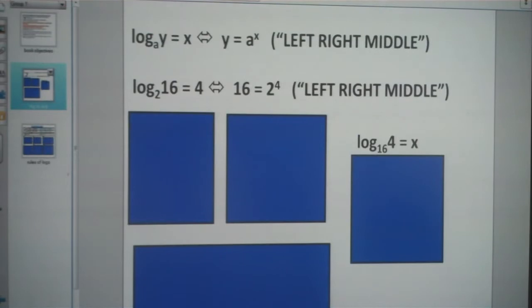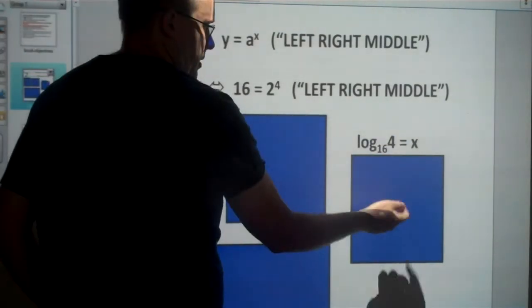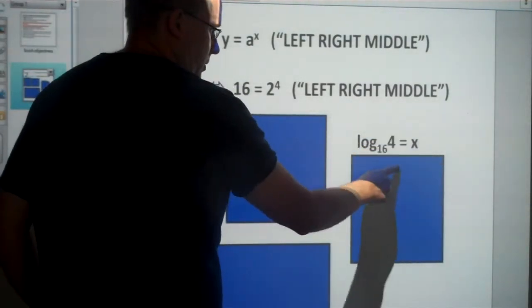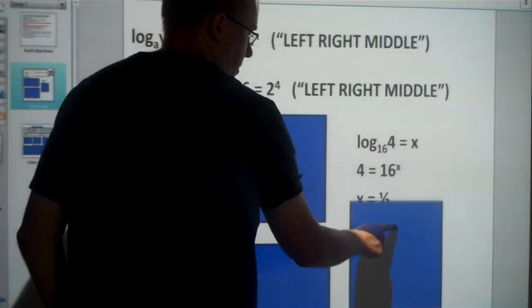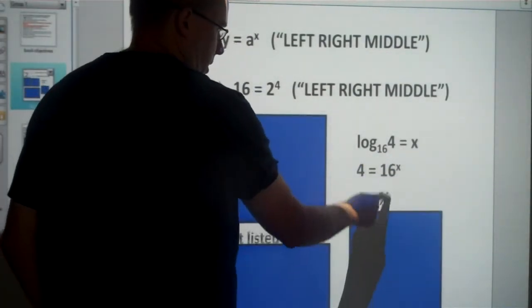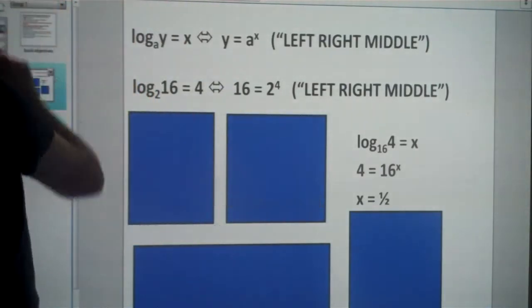Last one where I've changed the value of the x here, I've put the x on the right hand side this time, so 16 to the power of x equals 4, or 4 equals 16 to the power of x. And from this I should be able to figure out this is actually a square root question. The square root of 16 is 4, and the square root is the power of 1/2. So the answer is just 1/2.